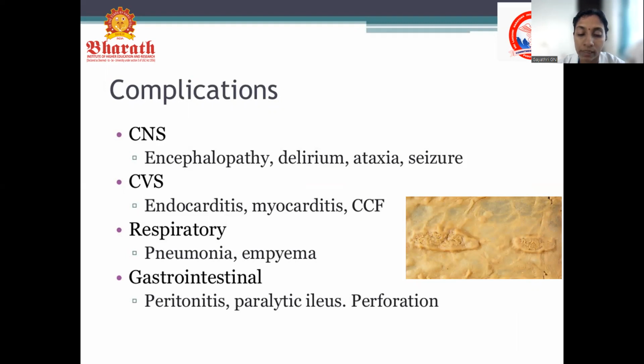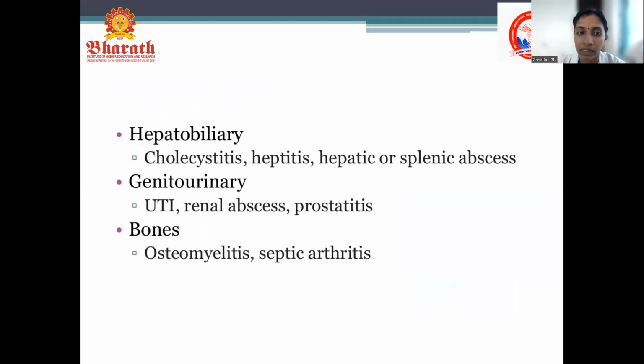So complications are widespread to all the systems. CNS complications include encephalopathy, delirium, ataxia, and seizures. Cardiac complications: endocarditis, myocarditis, and congestive cardiac failure. Respiratory complications: pneumonia and empyema. Gastrointestinal complications, already we've seen: perforation, peritonitis, and even paralytic ileus. Hepatobiliary: cholecystitis, hepatitis, hepatic or splenic abscess.